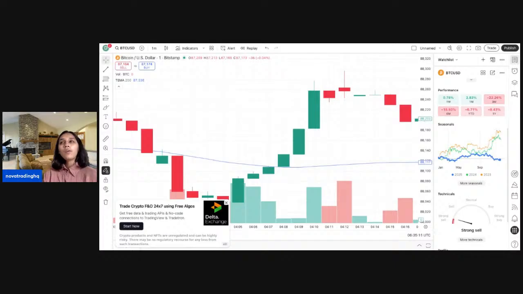And then comes the performance, which is again very important, because it's important for us to understand how Bitcoin, how the assets are performing, right? So this is the performance metric. You can see how Bitcoin was performing in the last 1 week, in the last 1 month, in the last 3 months, even the quarter, then 6 months, and you can also check how Bitcoin was performing in the last 1 year, right?